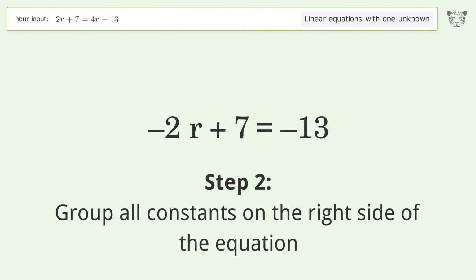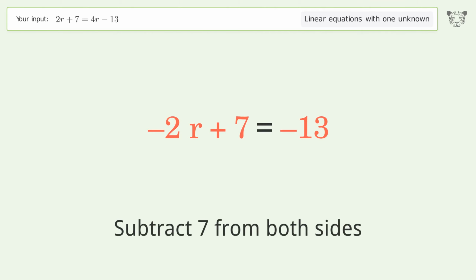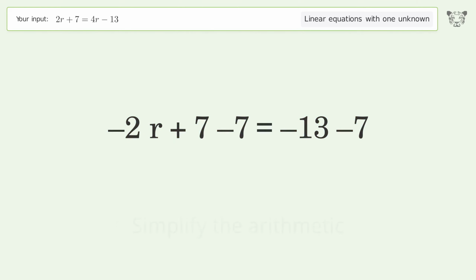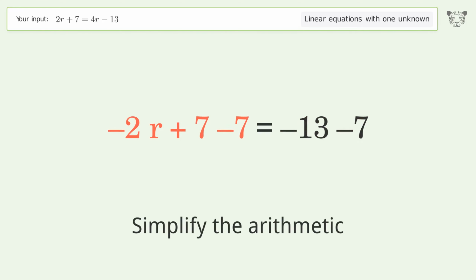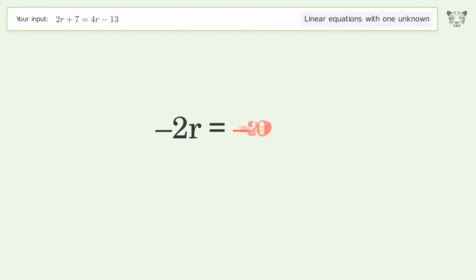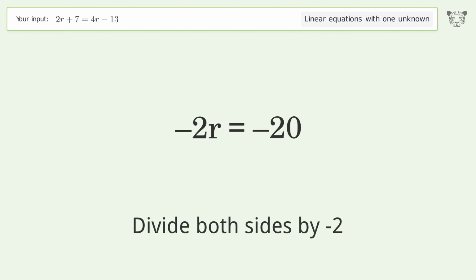Group all constants on the right side of the equation. Subtract 7 from both sides. Simplify the arithmetic. Isolate the r. Divide both sides by -2.